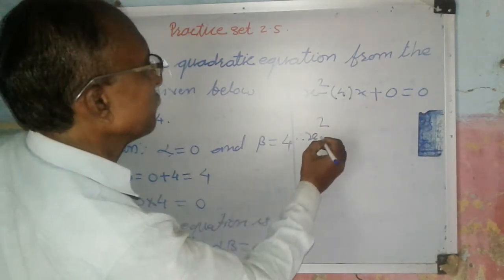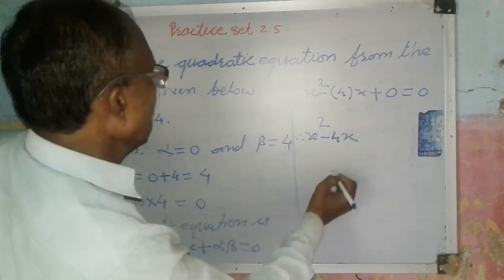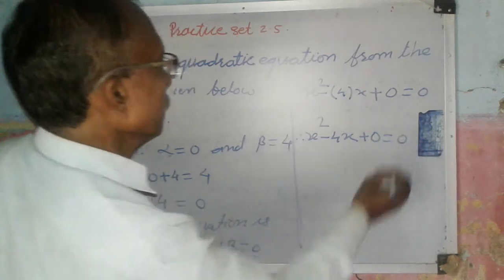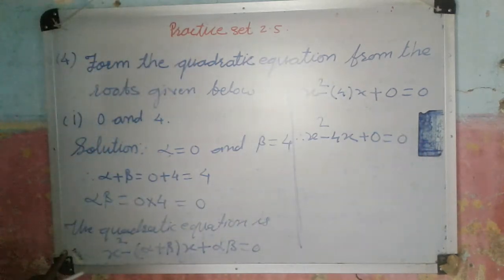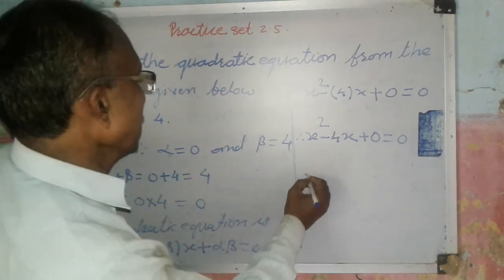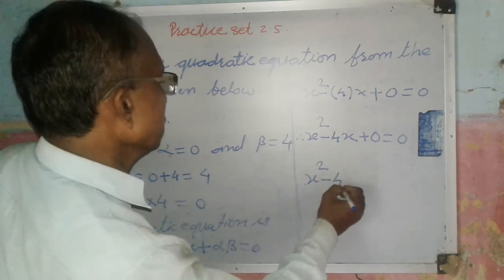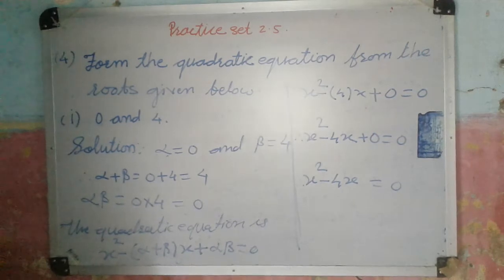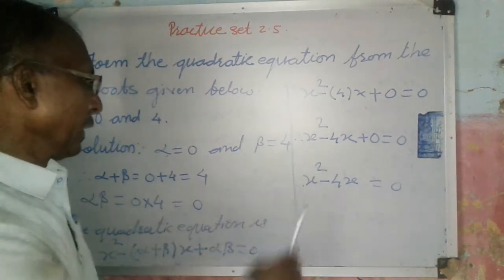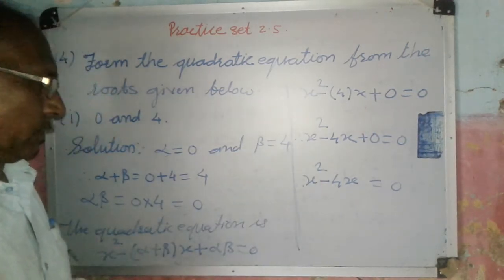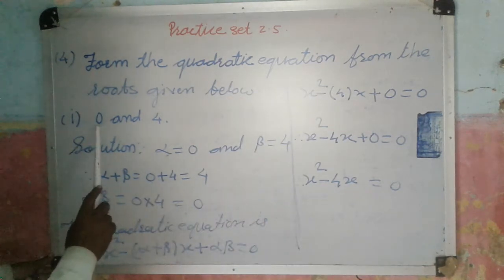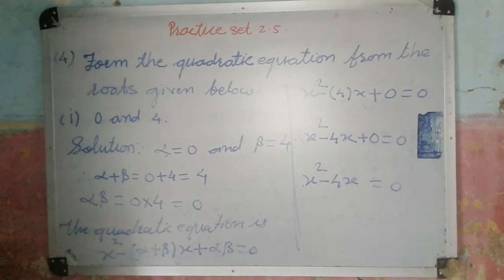So therefore x square minus 4x plus 0 is equal to 0. And therefore we can write this equation as x square minus 4x is equal to 0. You may write like this also or like this also. So this is the quadratic equation formed when the roots are 0 and 4.